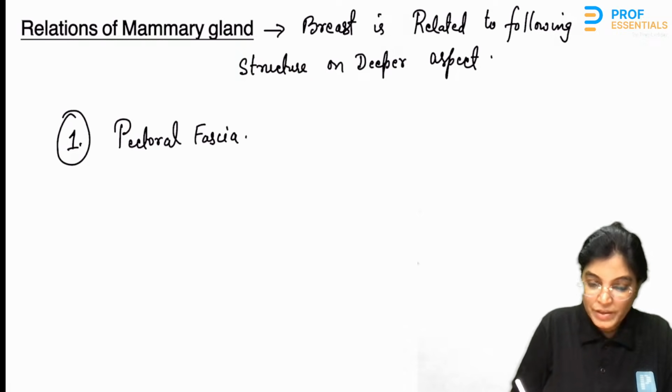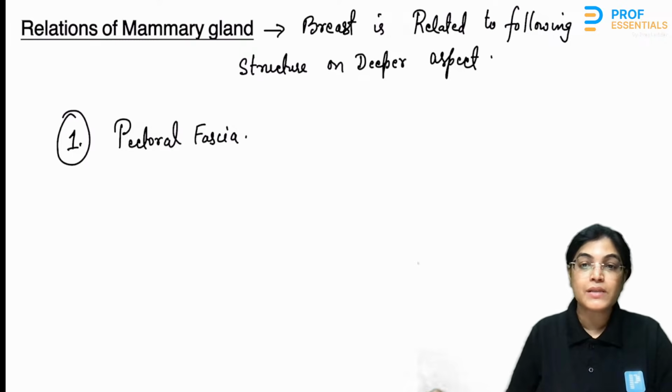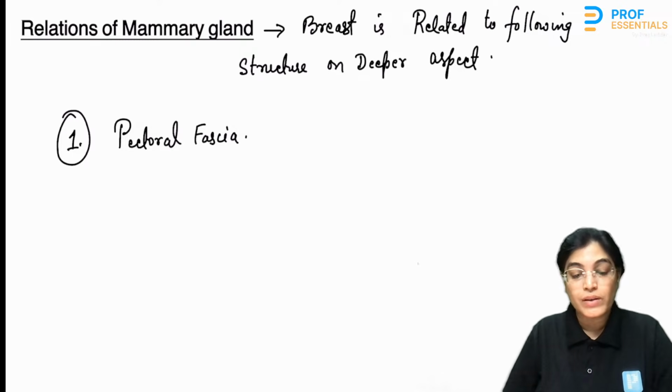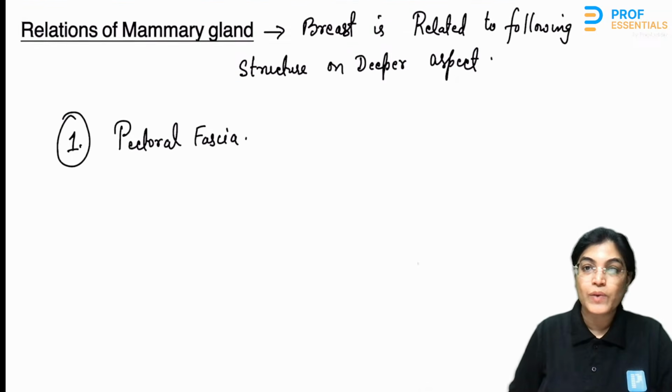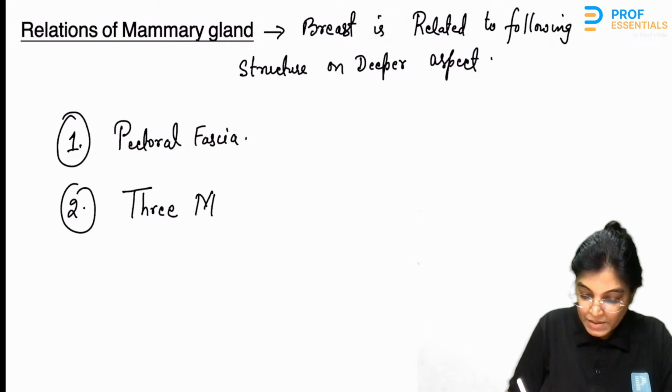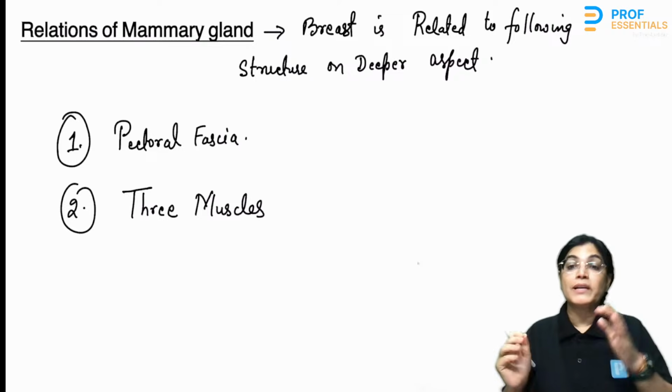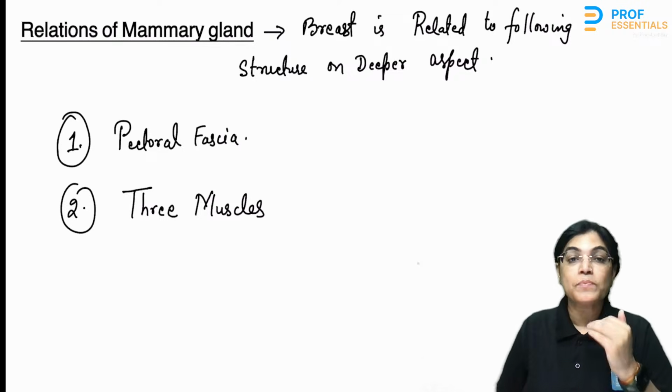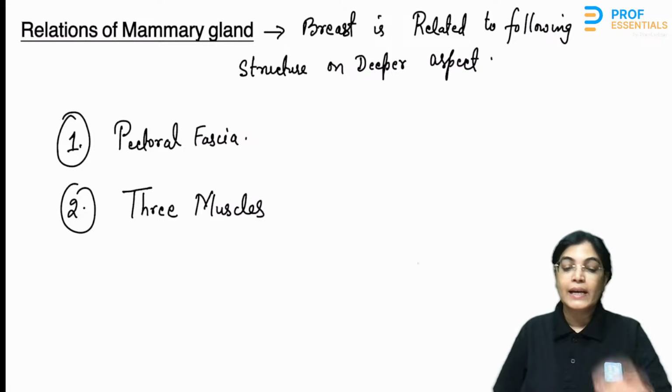And what is pectoral fascia, my dear students? Know it covers the pectoralis major muscle, which we have already talked about in the earlier session. So I'm not writing it once again. I think my dear students know. And it is related with three muscles on the deeper aspect. So that means the mammary gland is located superficial to the pectoral fascia and these three muscles.